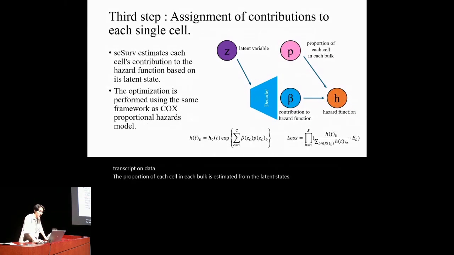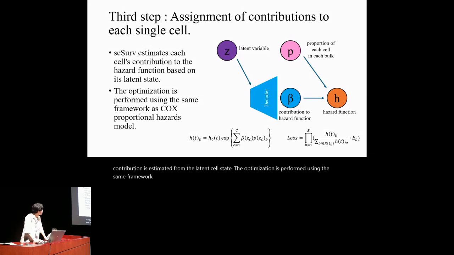In the third step, SC-Sub estimates each cell's contribution to the hazard function. The contribution is estimated from the latent cell state. The optimization is performed using the same framework as the Cox proportional hazards model.